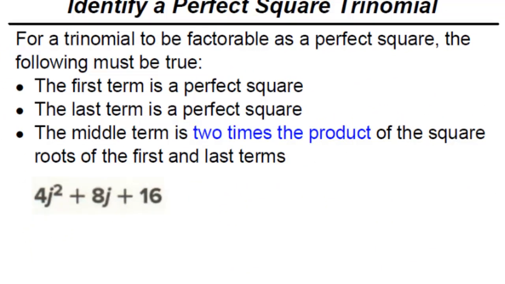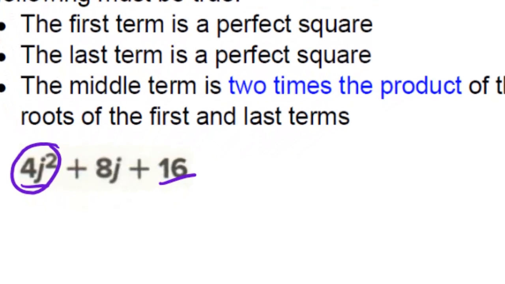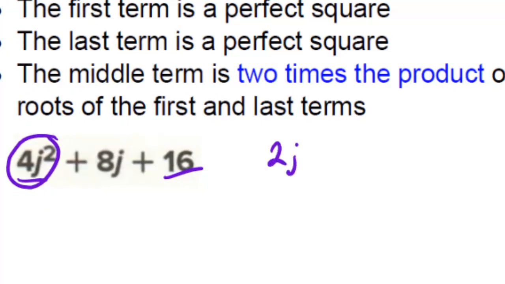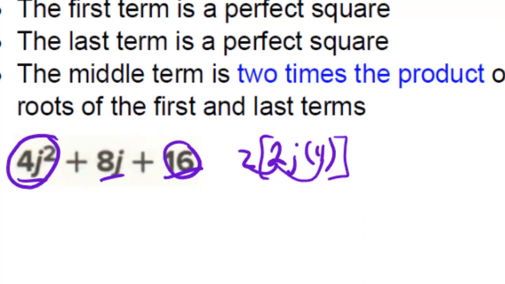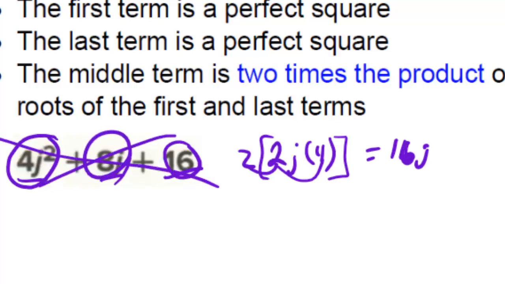Okay, so now we want to identify a perfect square. Take a look at this first number here. That is a perfect square. Take a look at the second number here. That is a perfect square also. So I take the square root of the first term, which is going to end up being 2j, and I multiply it by the square root of the last term, which is going to end up being 4. If I multiply this whole thing by 2, so it's 2 times a times b, it should give me the 8j in the middle. 2 times 2 is 4. 4 times 4 is 16. So this ends up being 16j, which does not equal 8j. Therefore, this is not a perfect square trinomial.